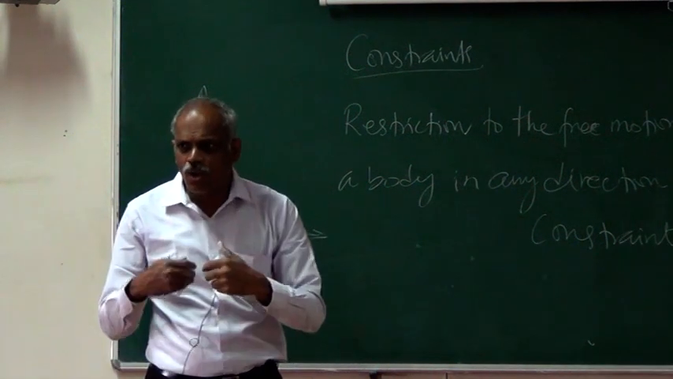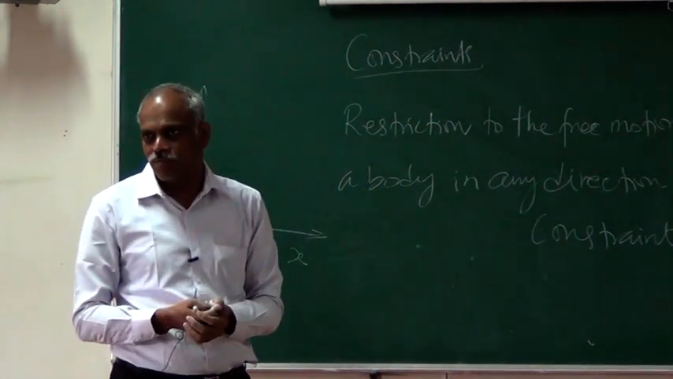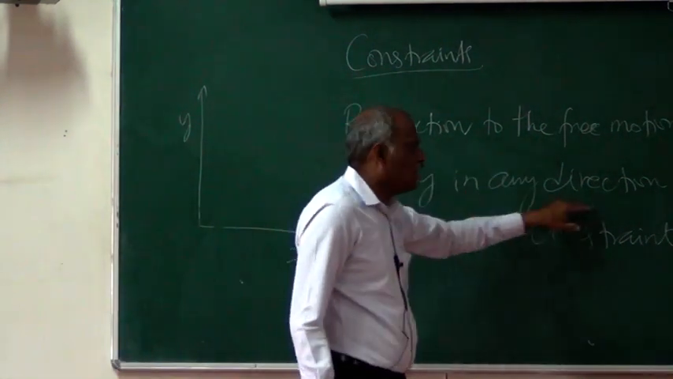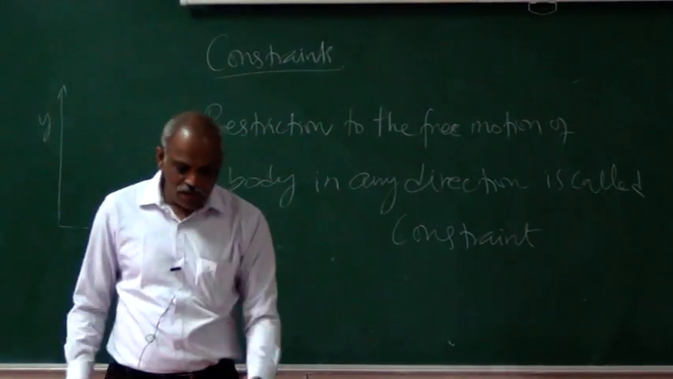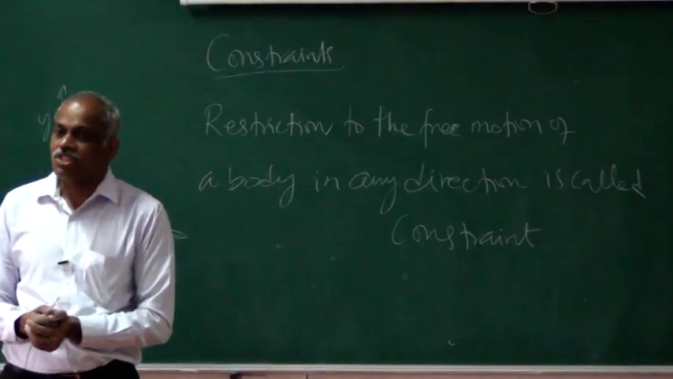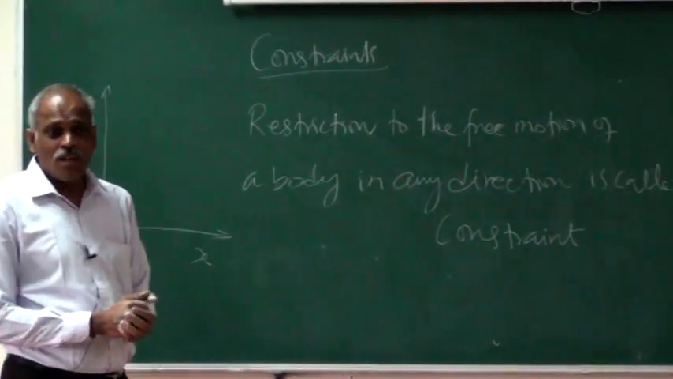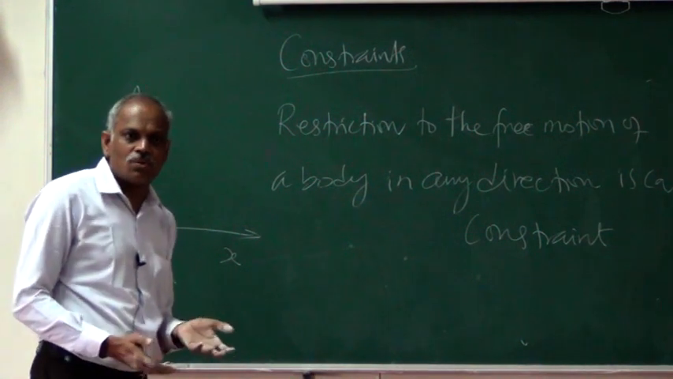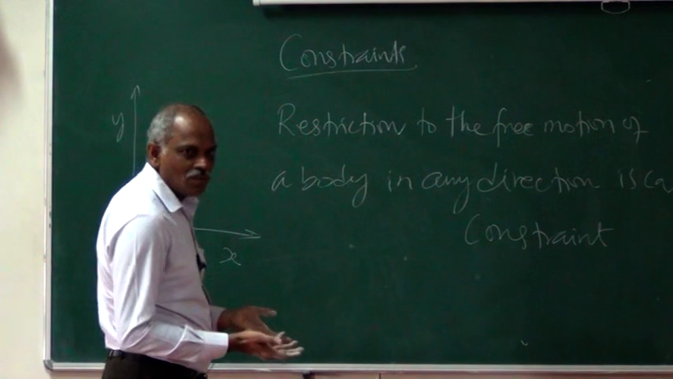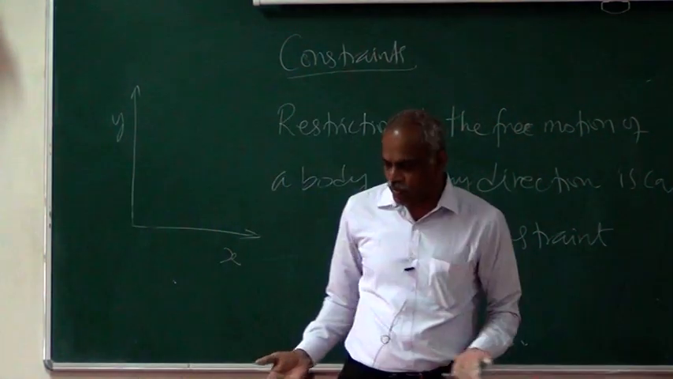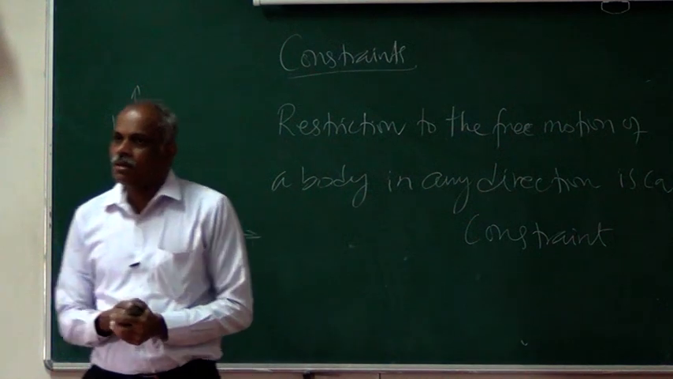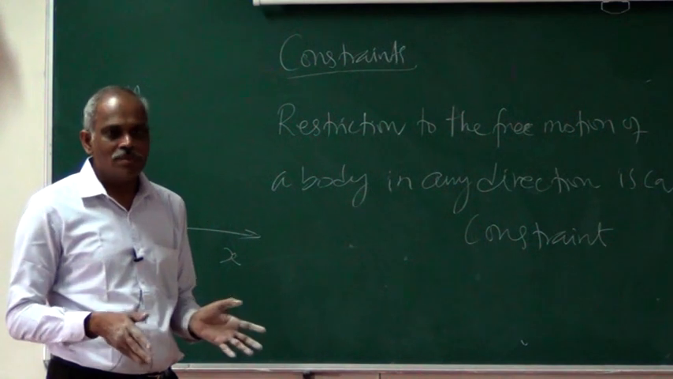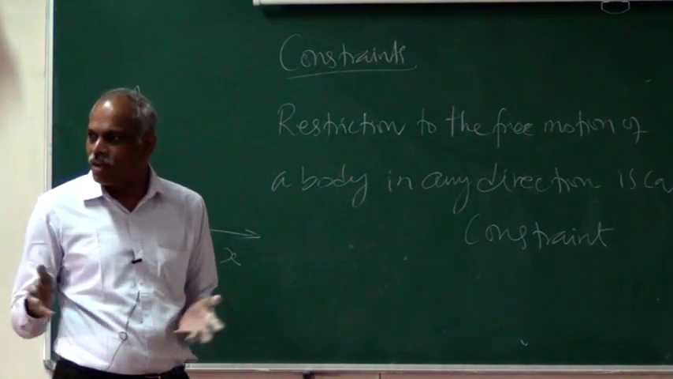So if you are not allowing a body to move, then that restriction to the free motion in any direction is called a constraint. Okay, so what is the kind of motion a person can execute by walking? So I am walking on this stadium or this platform. What kind of motion? What are the ways that I can possibly move?